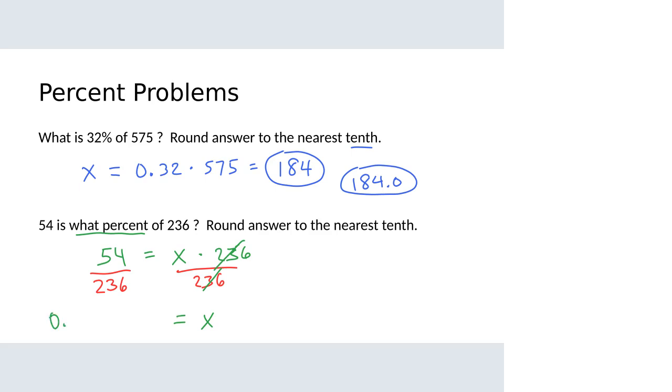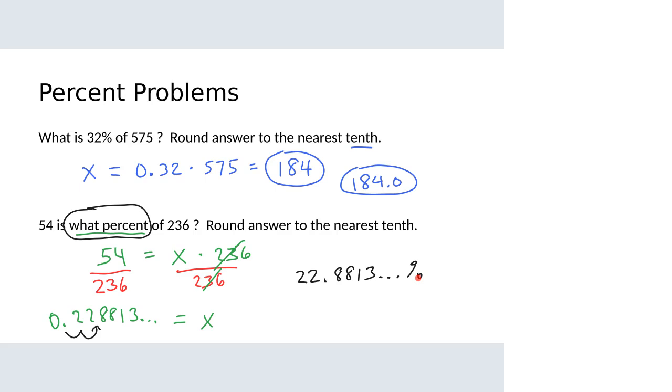And I get a really long decimal that is 0.228813, and it keeps going. We don't want to stop there with this one, though, because looking back at the question, it says what percent. So we want our answer to be in the form of a percent rather than a decimal. So we're going to need to move that decimal over 2 places, and we'll have 22.8813%.